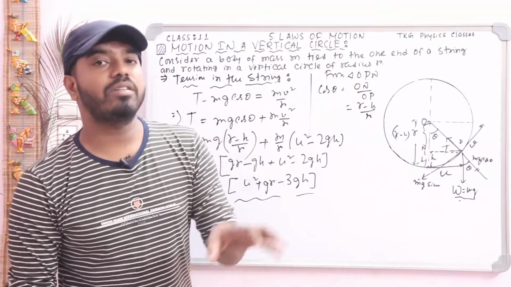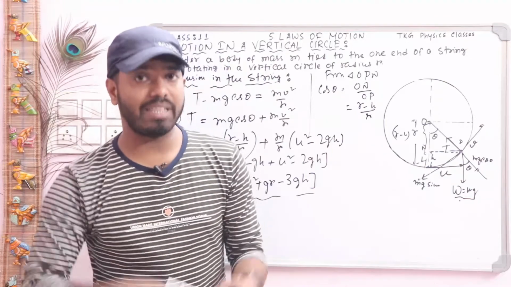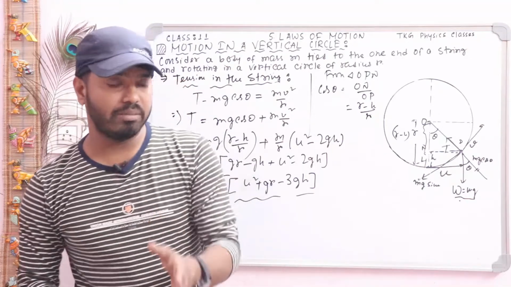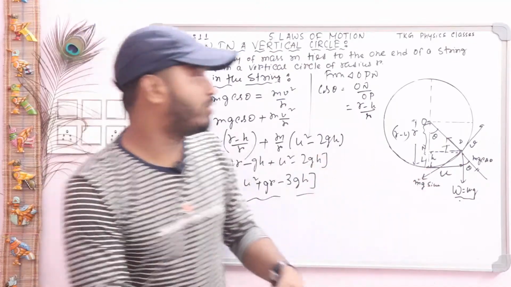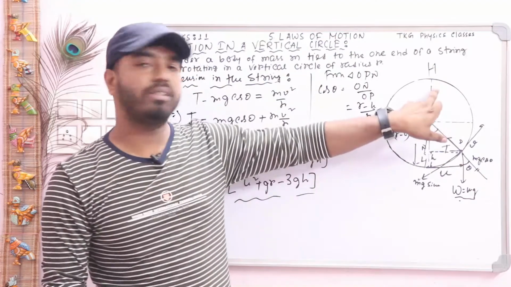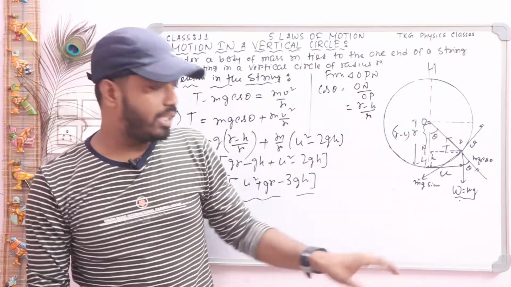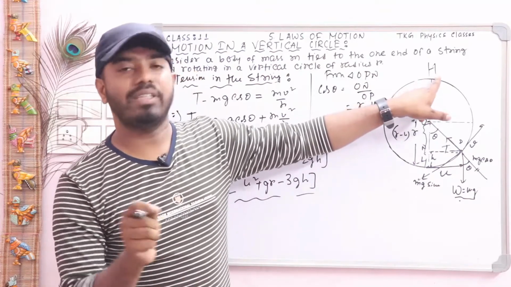Now we will find the special cases: what is the tension at the bottom and at the top. At the bottom is the lowest point L, and the top is the highest point H. We have to find the tension at the lowest point L and the tension at the highest point H.